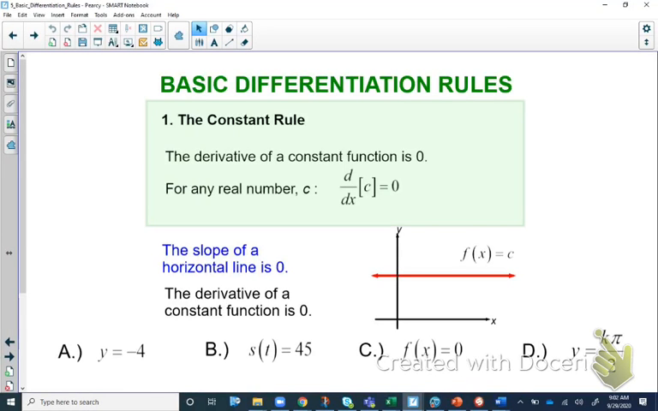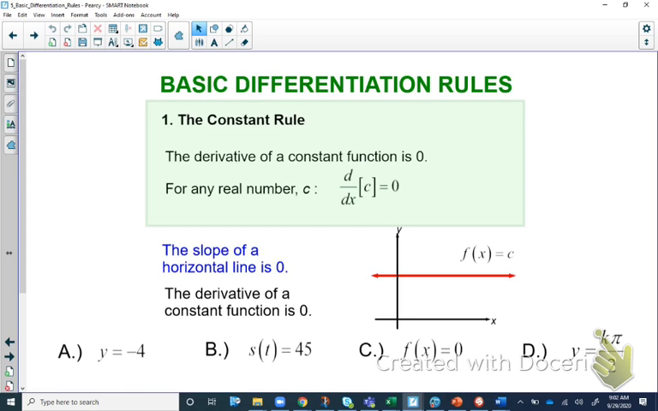Hey everybody, Mr. Piercy here, and we're going to be looking at some basic differentiation rules. This is where we're going to step away from what we've been doing with the limit definition of the derivative and the alternate form of the derivative, and get into some derivative rules. This is the fifth section in our Unit 2 material, and we're starting it off pretty basic.